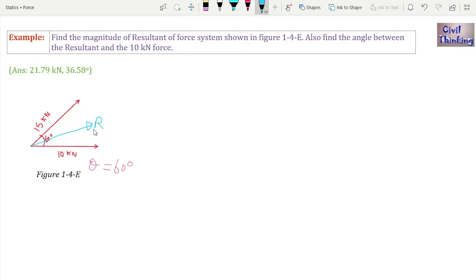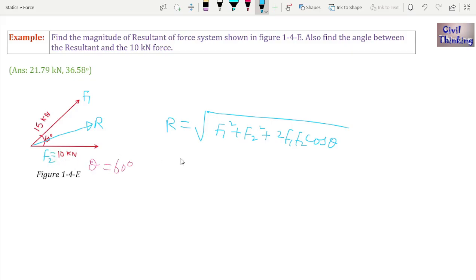We have to find the magnitude of the resultant. Now, what is the magnitude of the resultant? It is the whole under root of F1 square plus F2 square plus 2 F1 F2 cos theta, where theta is the angle between them. Now let us say this is F1, 15 kilonewton is the F1 force, and 10 kilonewton is the F2 force.